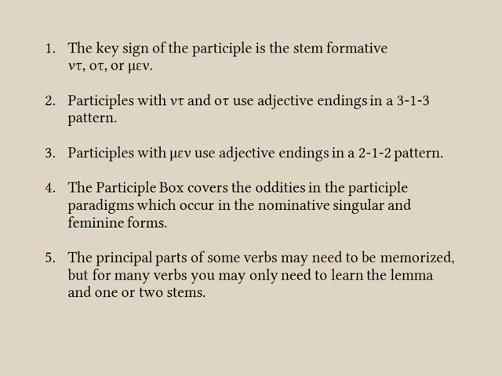So here's a summary of what we've seen in this video. The key sign of the participle is that stem formative. Participles with nt and ot use adjective endings in a 3-1-3 pattern, while those with men use the 2-1-2 pattern. And that participle box covers the oddities in the participle paradigms, which occur in the nominative singular and feminine forms. Principal parts of some verbs may need to be memorized, but for many verbs, you may only need to learn the lemma and 1 or 2 stems.